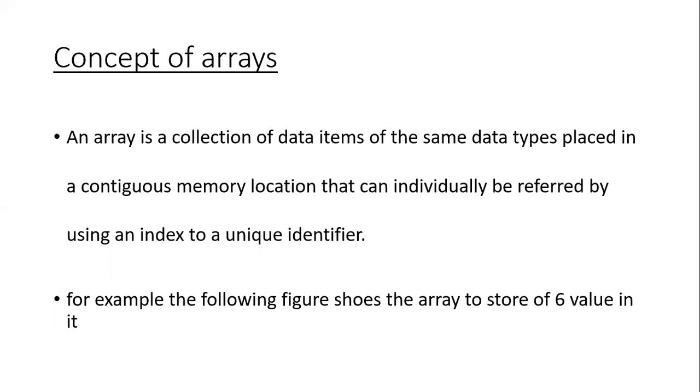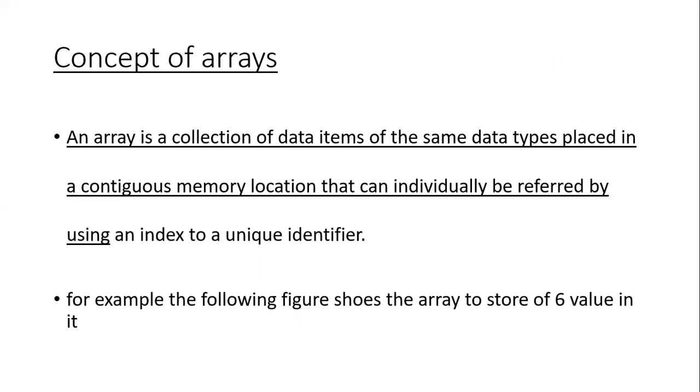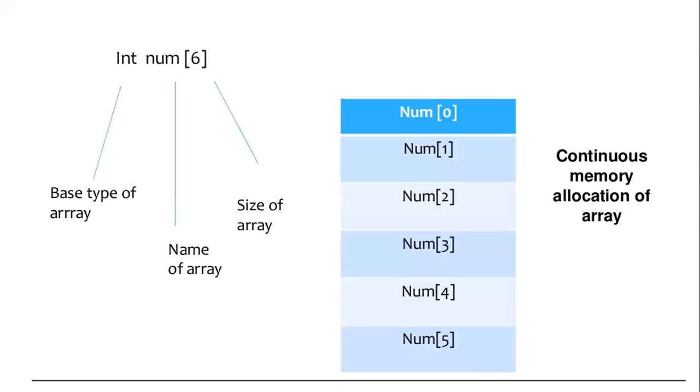Now, concept of an array. An array is a collection of data items of the same data type placed in a contiguous memory location that can individually be referred to by using an index or a unique identifier. Here we can see that the array has multiple data items of the same data type, each with an index number. Now we can see the example. This example shows the array. We have an integer data type array. This is the basic type of array, here is the name of the array, and here is the size of the array.